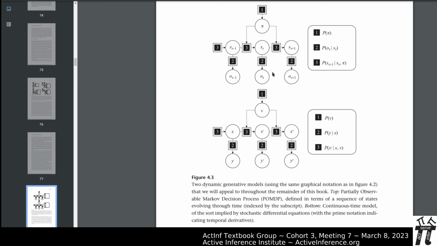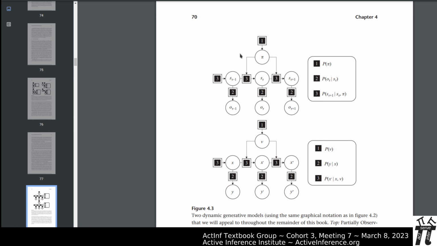Figure 4.3 is a classic figure. It displays on the top the discrete time generative model in active inference, which is called partially observable because there's this hidden state and observations. And it's called a Markov decision process because there's this Markovian time property, which means that the past only influences the future through the present. And it's a decision process because there's this control theory aspect. So that's a partially observable Markov decision process. And then on the bottom is a continuous time generative model. Discrete time is focused in chapter 7. Continuous time is focused in chapter 8.